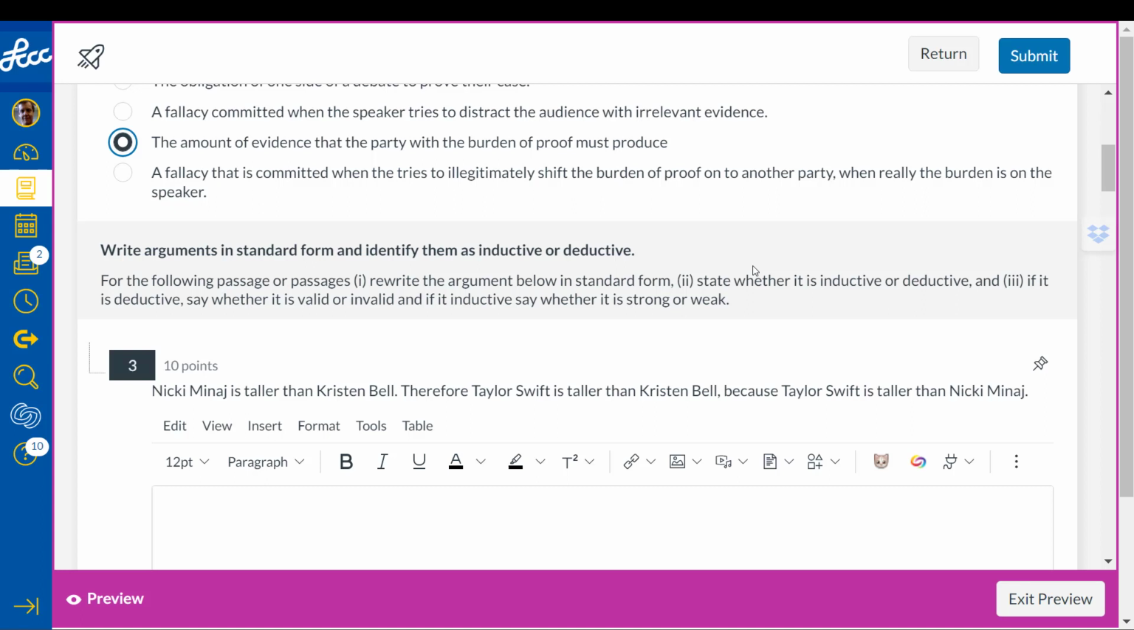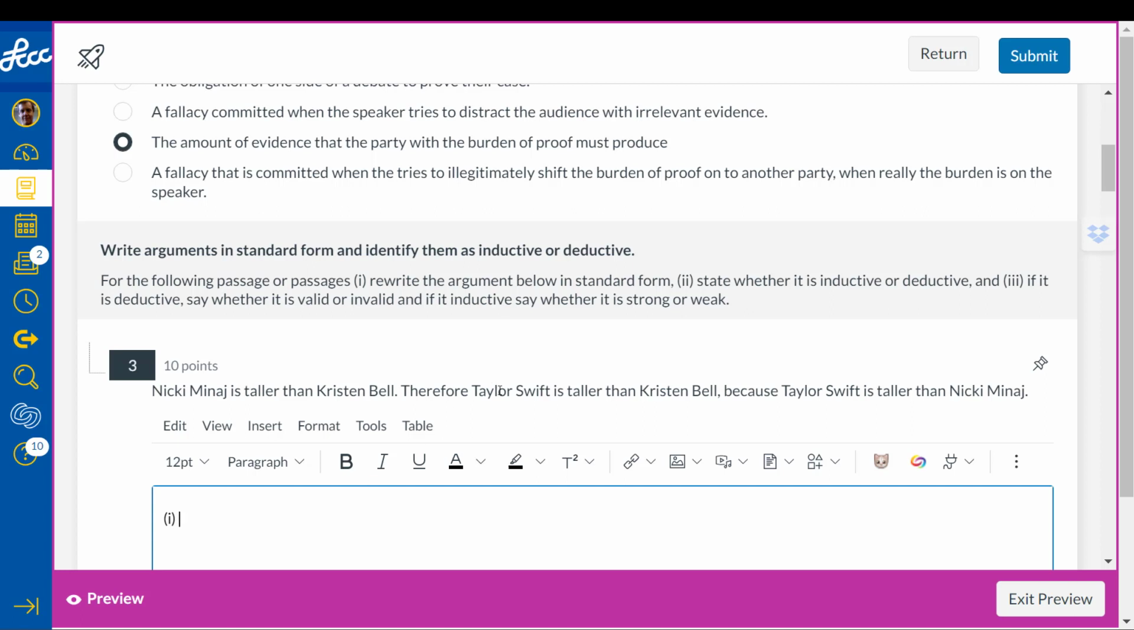For the following passages, rewrite the argument in standard form, state whether it is deductive or inductive, and if it's deductive, evaluate it as valid or sound, and if it's inductive, say whether it is strong or weak. So let's just do our standard thing. It's important when answering these questions to do all three parts, and it's helpful to number them the way that they're numbered in the question prompt.